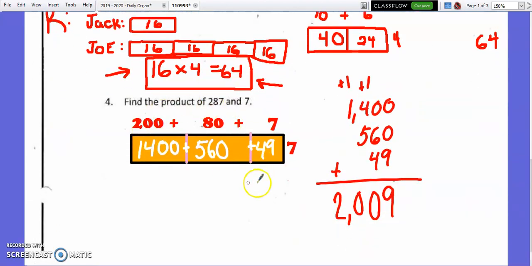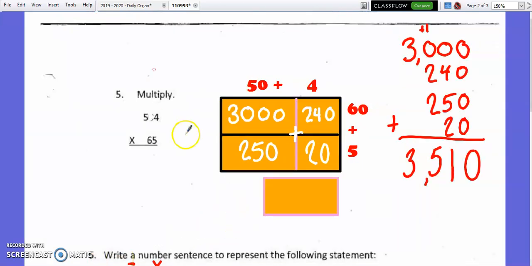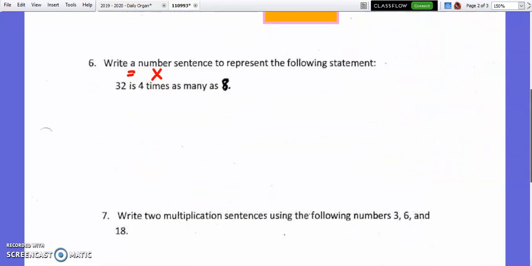You can see we did the product down here for 287 times 7, so we'll move on to the next page. We did the product for number 5 as well. I changed the problem. It was 54 times 65. To represent the following in a number sentence, I pointed out to the students today in class that the word equals actually in math means is. So an equal sign can replace this is. And the word times actually has the multiplication symbol to it.